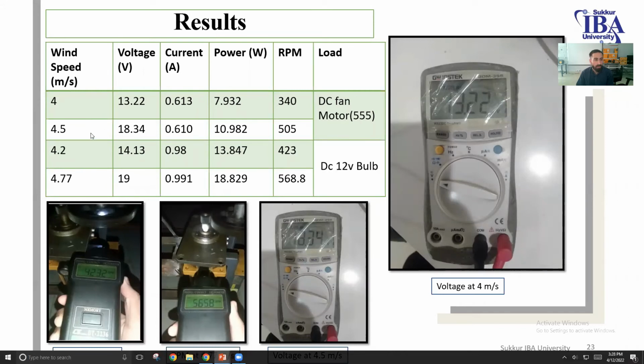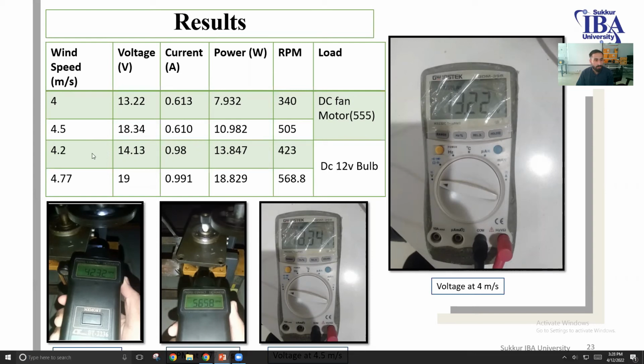At 4.5 meter per second speed, voltage is 18.34, current 0.6140, and the power is 10.982. The RPM generated is 505 at load DC fan motor 555.